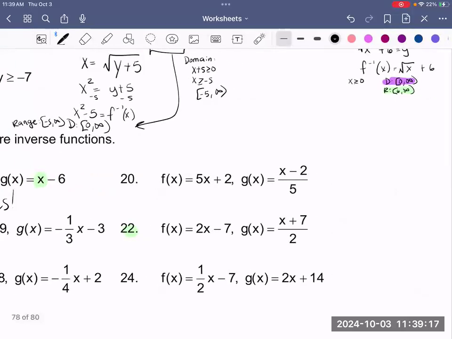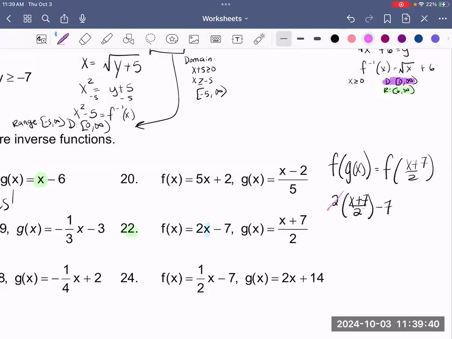Doing the same with your next one, we're going to take f of g. We're inserting x plus 7 over 2 into where there is an x value. So it says 2 times x plus 7 over 2 minus 7. And our 2's cancel. So we're left with x plus 7 minus 7, which will then in turn cancel. We're left with x. So far, so good.